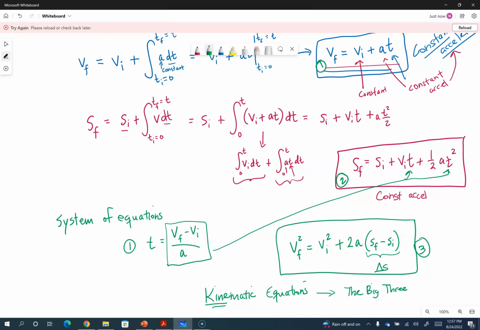1, 2, 3, three awesome equations that relate position, velocity, and time together in different ways that can be used in any problem where the acceleration is constant. Please keep that in mind. The acceleration must be constant. So that is something we need to recognize in a problem before we use these equations.